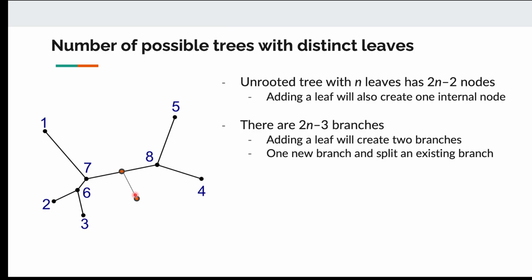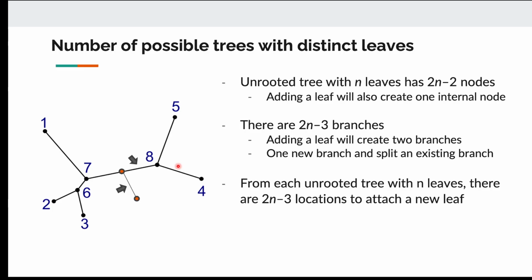So for each unrooted tree here, when we want to add a new node, we create 2 more nodes and 2 more branches, and we can do this at many positions. We can add between 7 and 8. We can add this between 4 and 8. We can add this between 5 and 8. We can add this between 1 and 7. So we have many choices to add the new genome, to add the new taxon. From each tree like this, we have this many locations to add the new leaf.